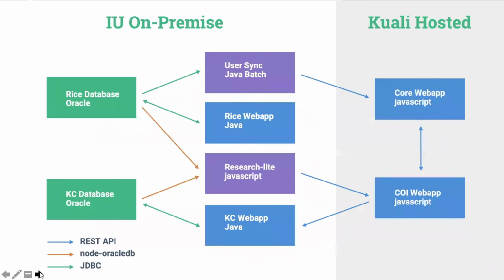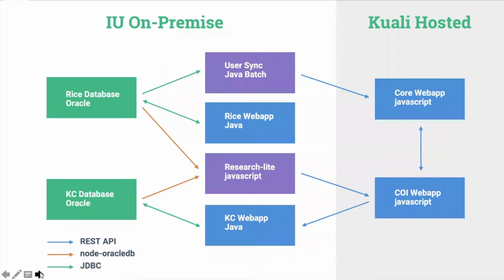In the middle are four applications making use of those databases. In the blue are just our KC and Rice monolith applications, again hosted at IU. Our KC application is a pretty heavily customized version of 5.2.1. And then in the purple are two newer applications, which I'll talk about in detail in a second. And then on the right are the two applications which are currently being hosted by Kuali Co.